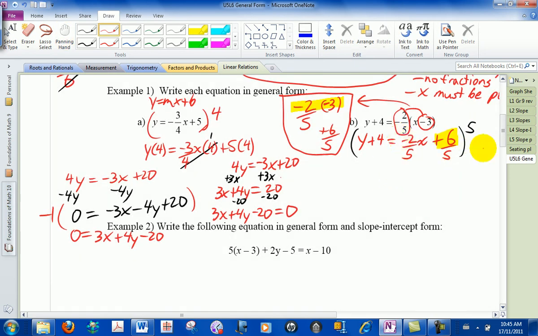Now, next, multiplying by 5, so we're going to get 5y plus 20. I showed less work by multiplying in by 5.